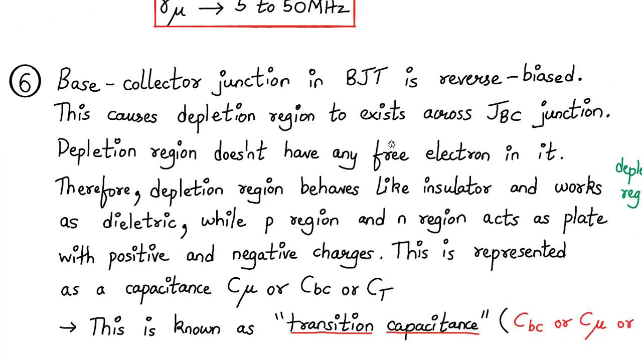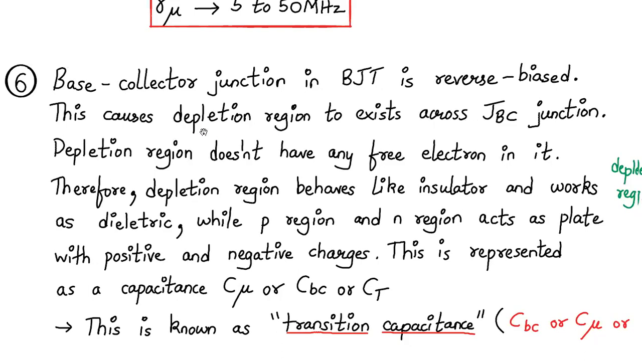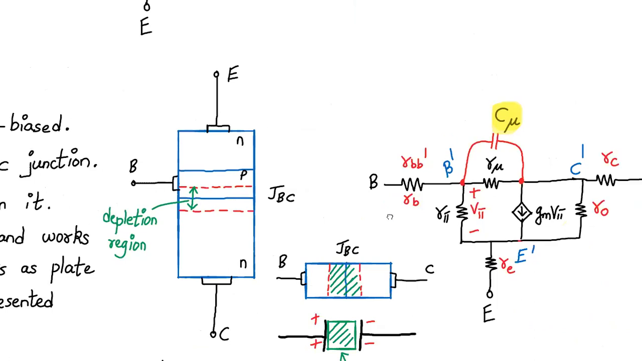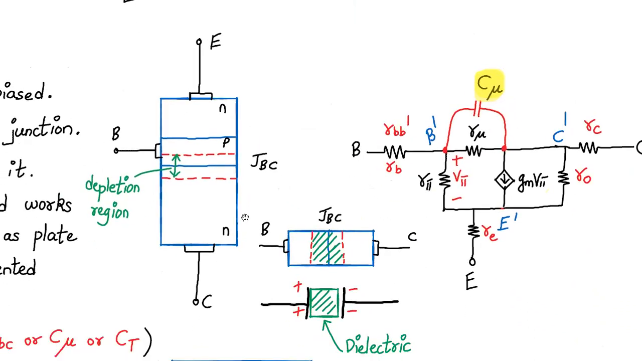So the next point is about the transition capacitance. Let me go back to the circuit over here, right? Okay, so let's consider this now. This is my emitter, this is the collector region, and this is my base region. It is an NPN BJT. Over here we have a junction, which is the base to collector junction, denoted by JBC. This is the depletion region, marked by the red dotted line over here.